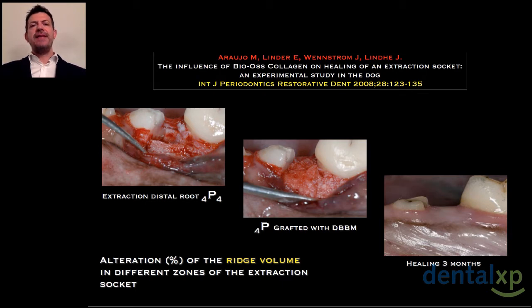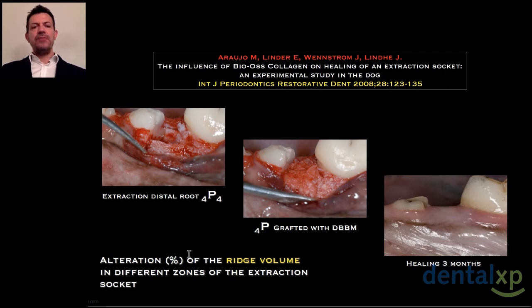In 2008, Maurizio Araujo published another paper. It was a controlled study in dogs. The distal root of the 4th lower premolars was removed, and in the test group, the alveolus was grafted with demineralized bovine bone mineral. In the control group, the alveolus was left for spontaneous healing, so just blood clot stabilization.